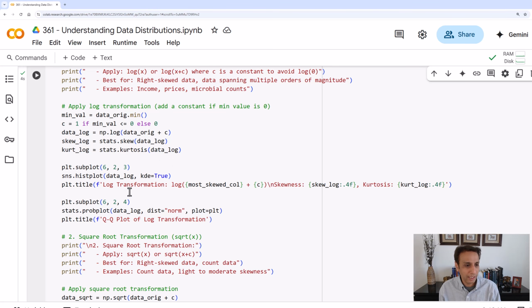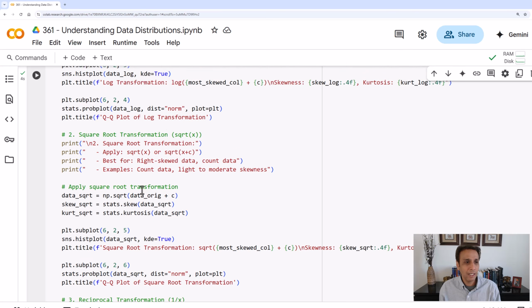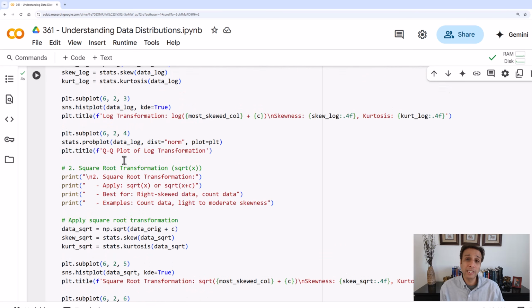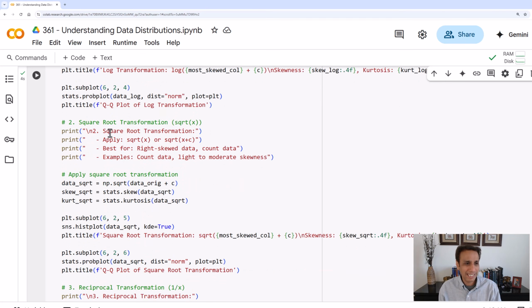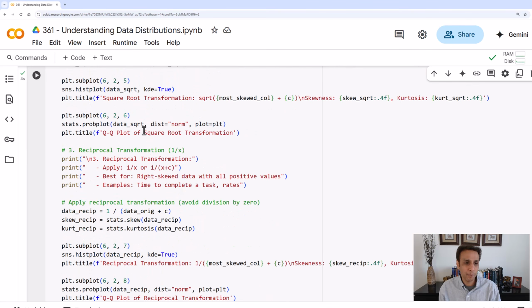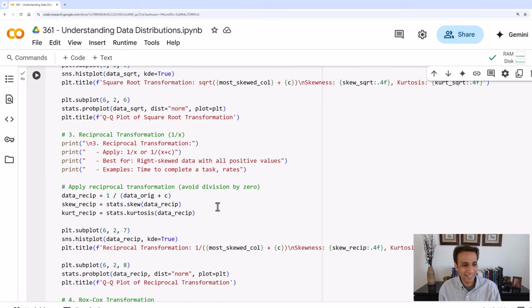And of course, I'm plotting that. And similarly, I'm also plotting the QQ plot, so you can see how the log-transformed data looks and how the QQ plot looks after the transformation. And I do exactly the same thing for everything. numpy.sqrt will give you the square root of those values, and reciprocal is 1 over x, which is nothing but 1 over whatever the data is.